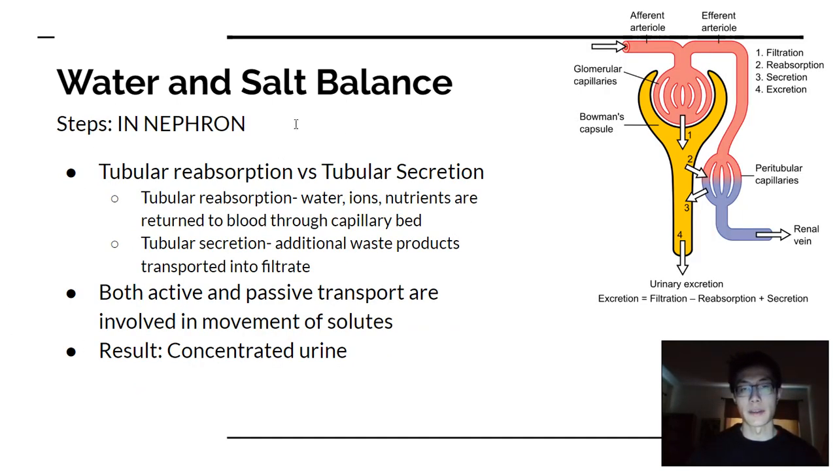So we also have this other thing called tubular secretion, in addition to tubular reabsorption, which is shown over here. You can see that tubular reabsorption, usually of water, ions, and nutrients, returns them to the blood through the capillary bed. Whereas tubular secretion is basically the addition of waste products into the filtrate. So reabsorption is saving stuff in the body, whereas secretion is getting rid of stuff from the body and putting it into the filtrate. Both active and passive transport are involved in the movement of solutes, but the key thing is that you result in concentrated urine at the very end.